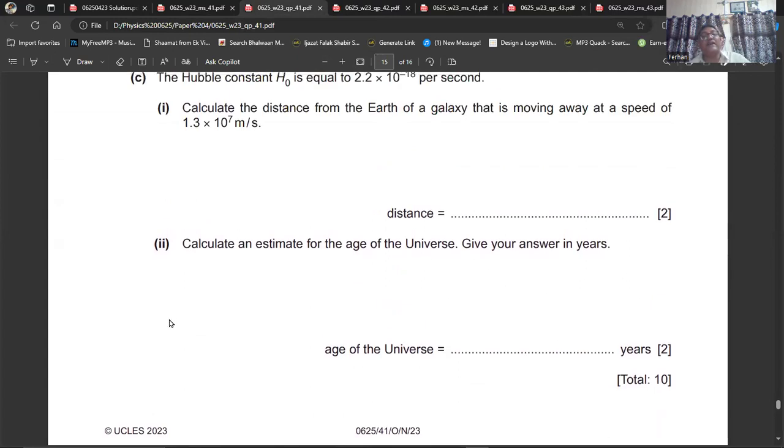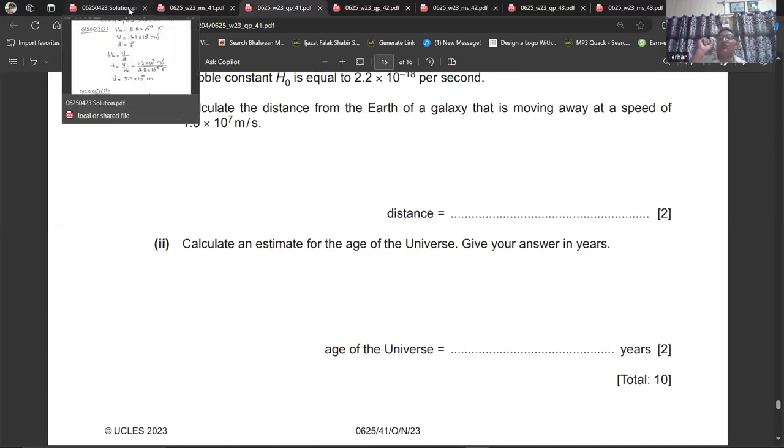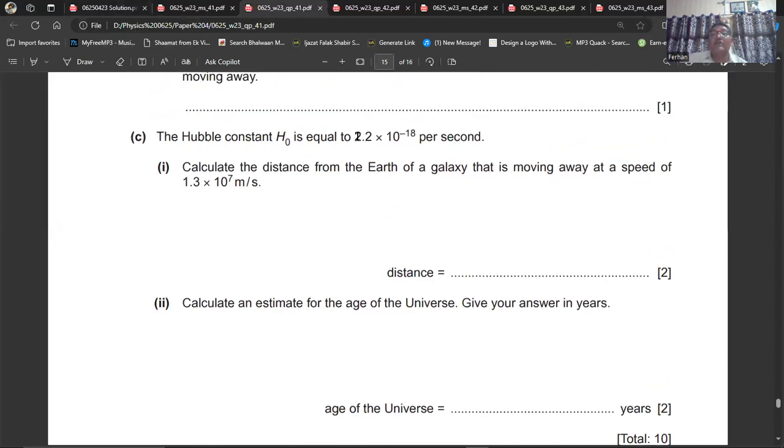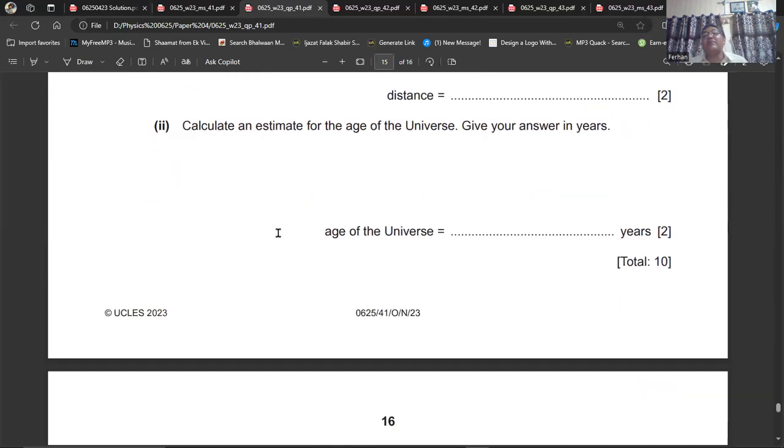Okay, so we are going to question number 10C, and its second part. He says, calculate an estimate for the age of the universe. Give your answer in years. So the age of the universe is 1 by H naught. You take simply the reciprocal of the Hubble constant, but the value of the Hubble constant is per second. So when you reciprocate it, the age will become in seconds. But here he wants the answer in years. So we will convert that seconds into years.